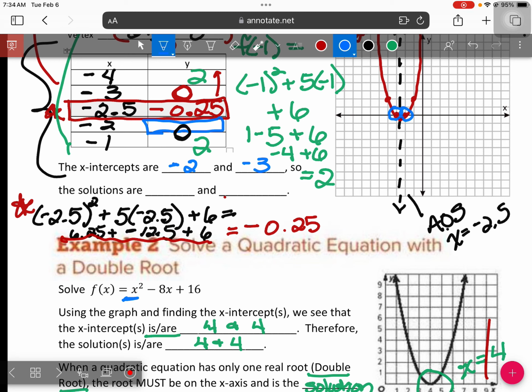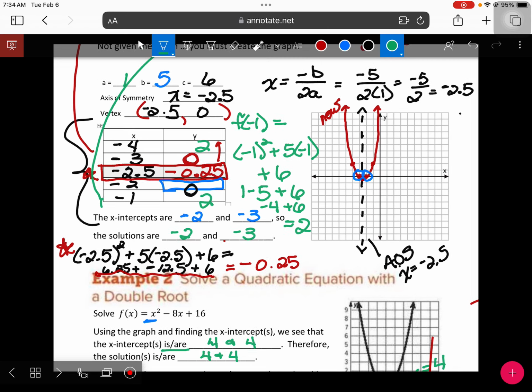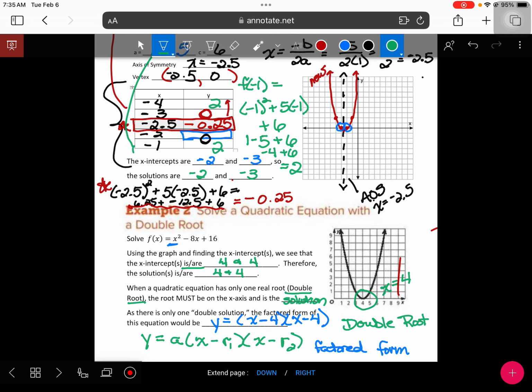So what do you think the solutions are? -2 and -3. So when you visually see that the parabola crosses the x-axis, that is your solution, or those are your solutions, because you can have 0 solutions, 1 solution, or 2 solutions. Any questions about that table? So we were not totally off, but it did rattle me a bit, just to be honest.